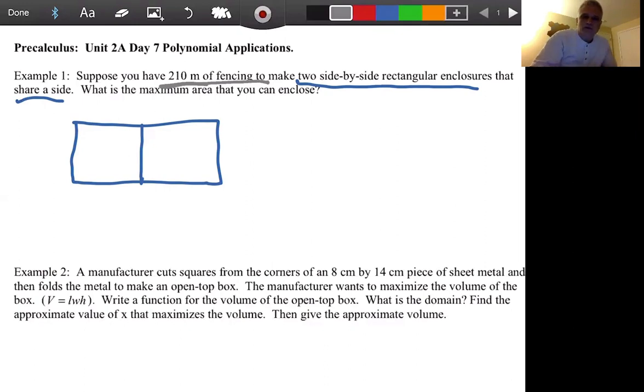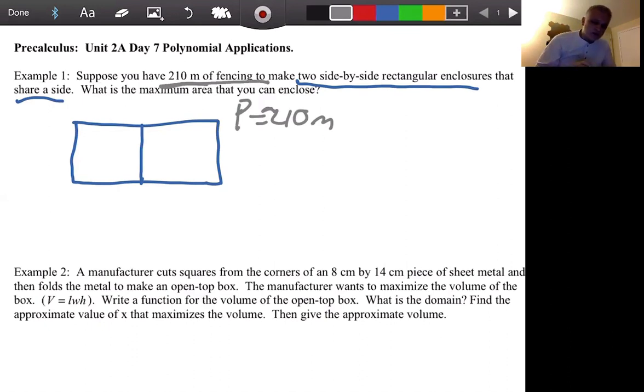Well, we can do this. So there's 210 meters total. So the perimeter is 210 meters. We know this. All right, how do you find the perimeter of this object? Well, perimeter, you just add up all the sides, the outside.